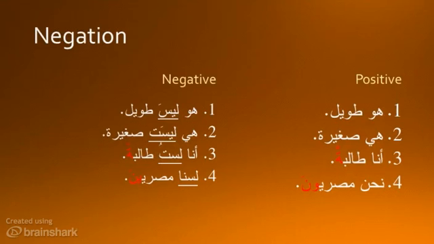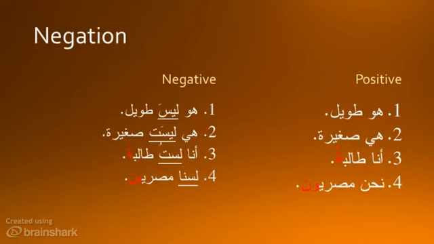You've had lots of practice saying what or how things are. Now you'll learn how to say they aren't something. Let's start with number 1. Huwa tawil. The negative version of this is huwa laysa tawil.